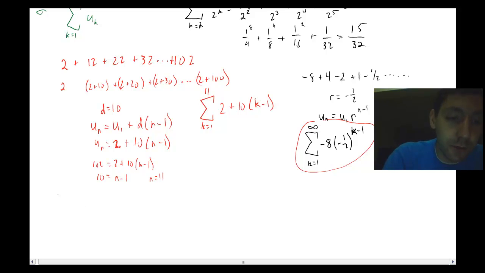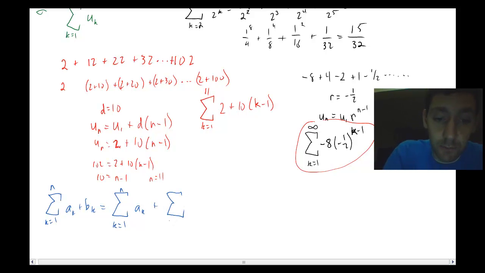I'm going to show you the three rules that you may need when you're dealing with sigma. Okay, so the first one is this. The sigma of k equals 1 to n of ak plus bk. If you have the sum or the difference of things here, it doesn't really matter. But if you've got that, then this will give you the same thing as if you were to separate it into pieces. So you can write the summation from k equals 1 to n of ak plus the summation from k equals 1 to n of bk.